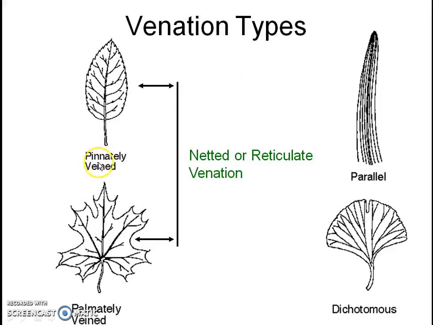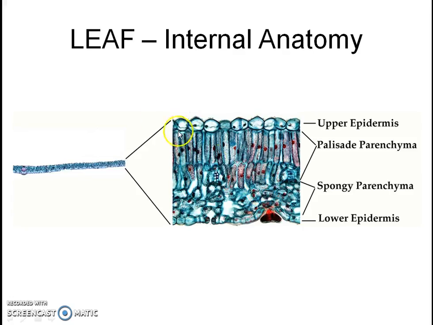This is a pinnately veined leaf. This is a palmately veined leaf. These are the divisions showing palmately veined leaves, and these are the parallel veins which are going side by side, parallel to each other. This is a dichotomous type of venation structure.